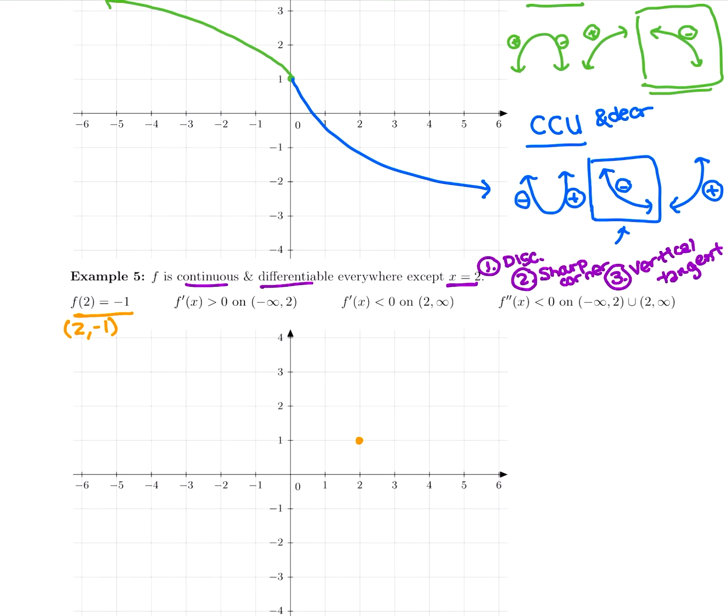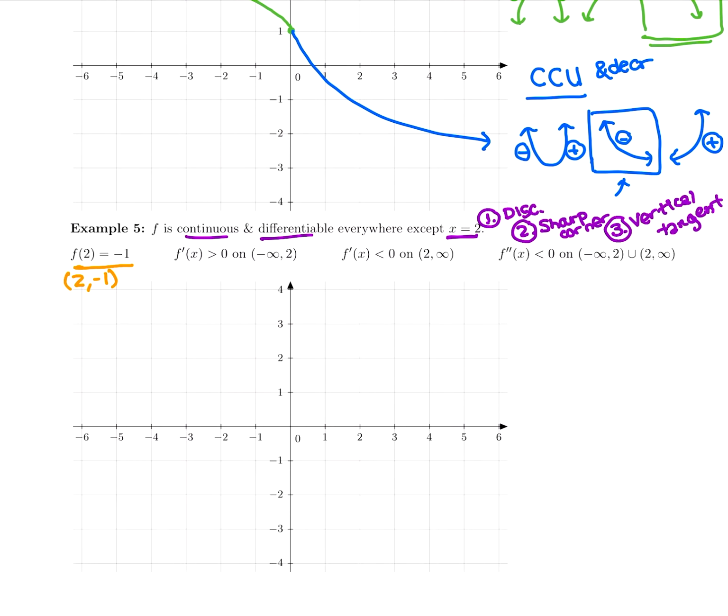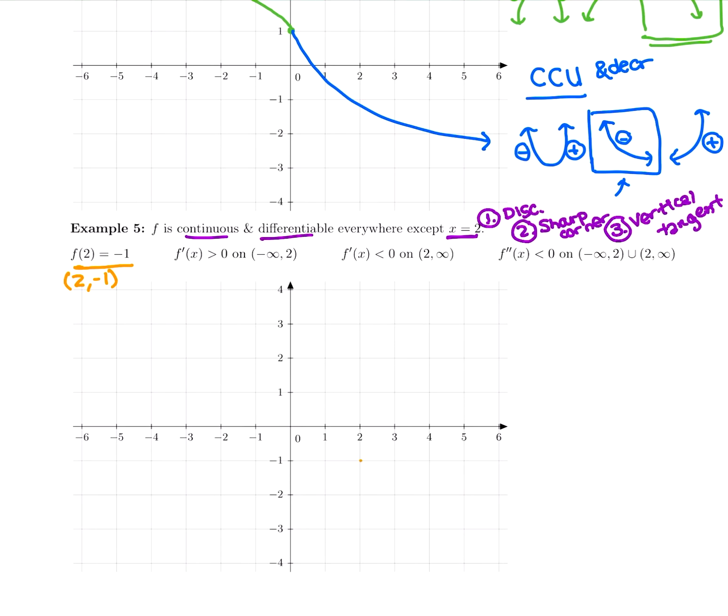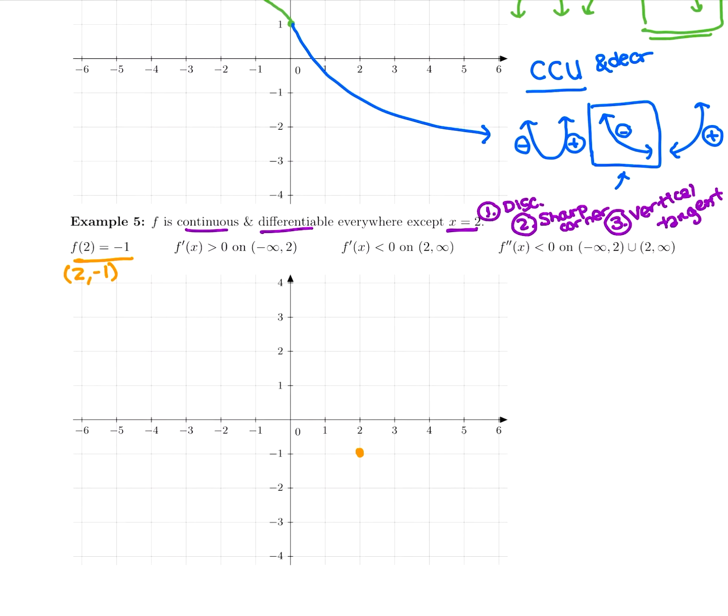And this is the part that gets a lot of people. Is that point correct? No, (2, -1). This happens a lot where everything is perfect. It's all the right shape and you worried so much about the calculus that you forgot to get the point right. (2, -1). Now we've got some partial credit.